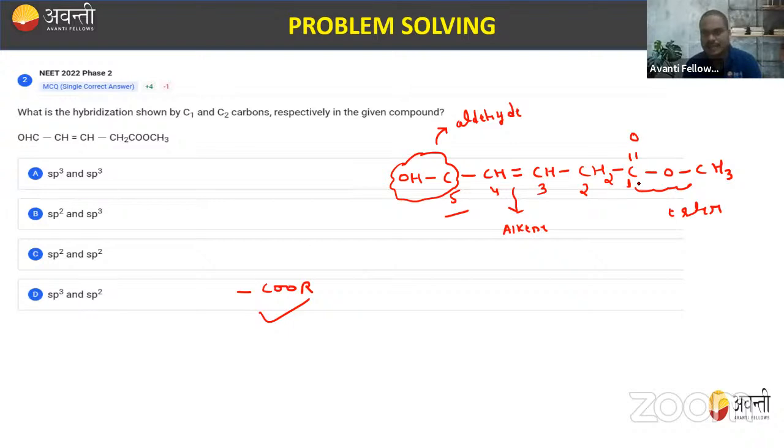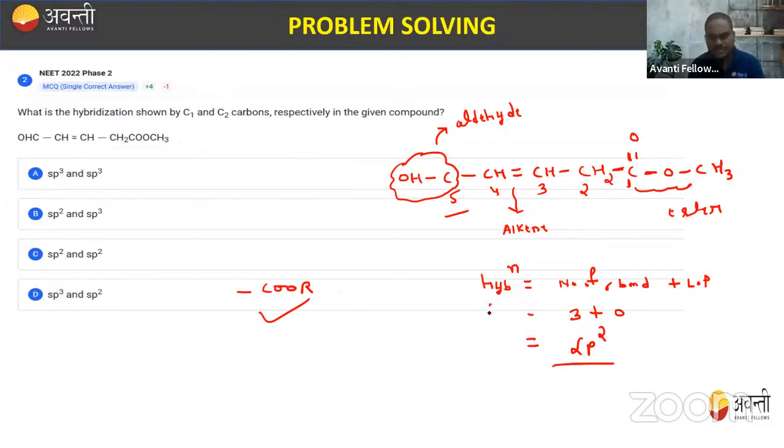So here we can say C1, the hybridization. How will you calculate hybridization? Hybridization is equal to the number of sigma bonds plus lone pairs of electrons. ठीक है. So here the number of sigma bonds is one, two, three. So the number of sigma bonds is three, and no lone pair. So it comes out to be sp2. So hybridization is sp2 for the first carbon.